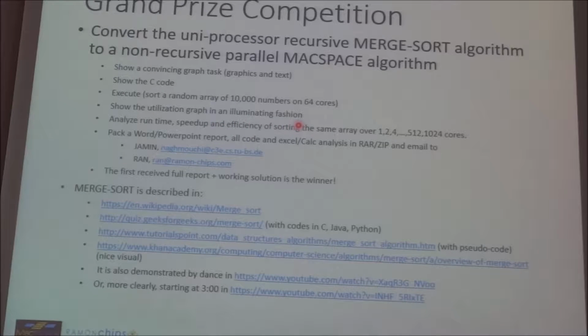graph in an illuminating fashion, analyze runtime, speed up and efficiency of sorting the same array over 1 through 1024 cores. Make a Word or PowerPoint report where you can add minimum text, with just the output. All code and Excel or Calc analysis. Calc is on Linux and Excel on Windows, in either RAR or zip, and email to both of us. The first received full report plus working solution, I'll try the solution, is the winner.